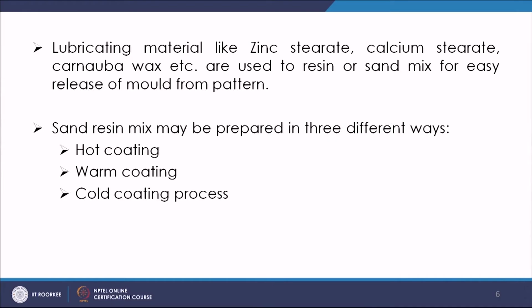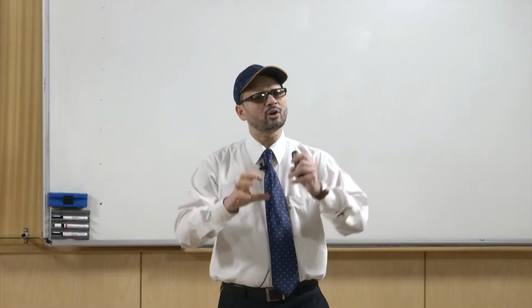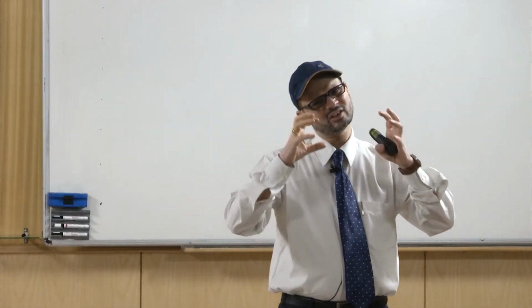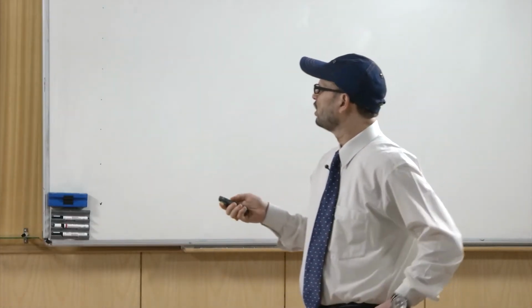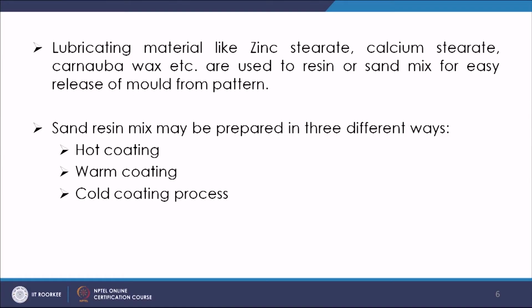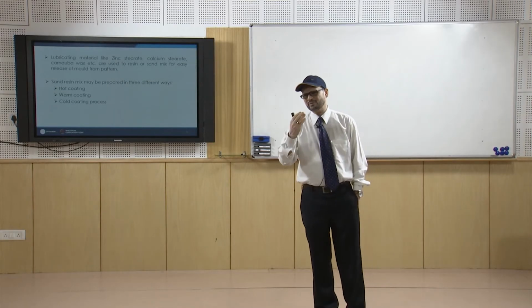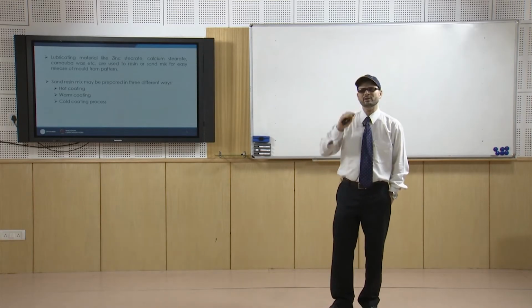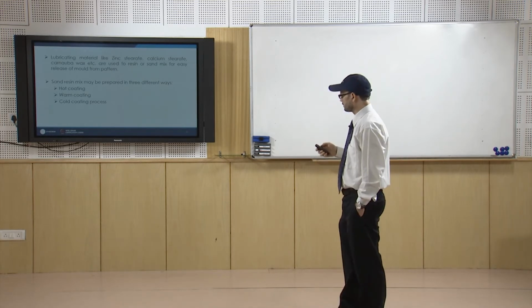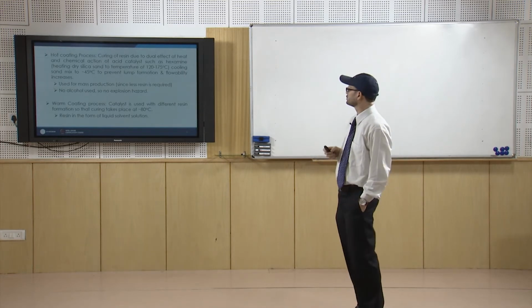Now, the sand resin mix is basically made in 3 different ways. The coating of the resin on the sand takes place in 3 ways: hot coating, warm coating and cold coating process. The name indicates that it is related with a certain temperature, which is the operating temperature. Let us see one by one. What is the hot coating process?